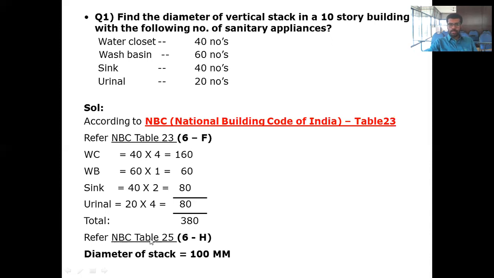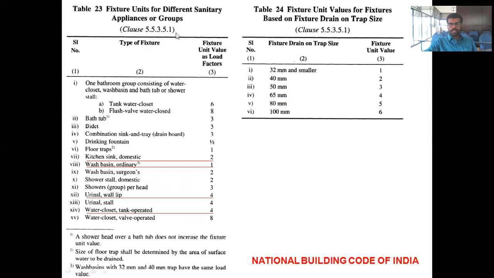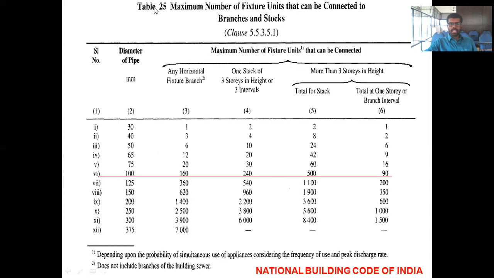So now you go to NBC Table 25, 6H to find the diameter of the stack for this fixture unit. Yeah, this is Table 25, 6H. Okay. So here you can see the diameter of the pipe is given in mm, and the maximum number of fixture units that can be connected is given here. Any horizontal fixture branch. This is about the branch horizontal pipes only.